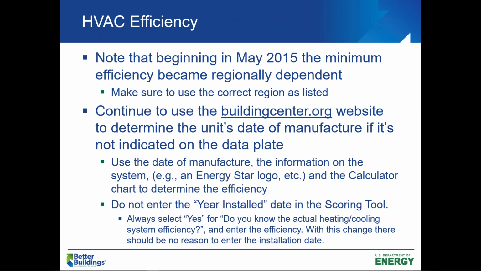Again, to reiterate, since May 2015, the minimum efficiencies became regionally dependent. Continue to use the buildingcenter.org website where you need to in order to define the equipment manufacture date so you can choose the right efficiency. And again, do not use the year installed. There should be no reason for using that any longer. You've got the information to define the efficiencies now.